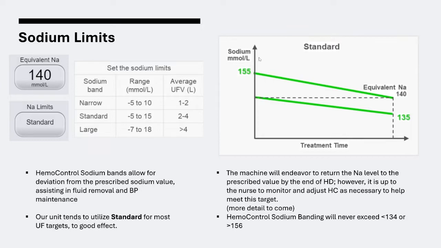So on the side here, you can also see a graphical representation. So our prescribed sodium being 140 using the standard limits. The maximum that it will allow at the initiation of dialysis is 155. And then as dialysis progresses, it tapers off so that the maximum it will allow is 140. And then on the other end, at the initiation of dialysis, the minimum value that it will allow is 140, and then by the end of dialysis, the lowest it could potentially go is 135.